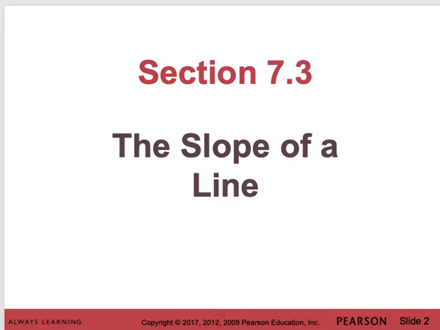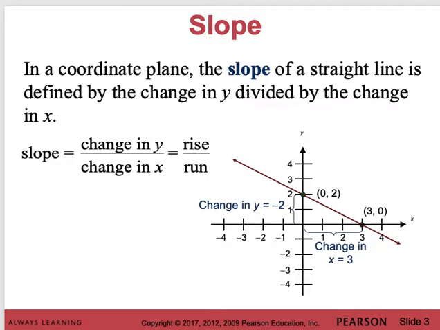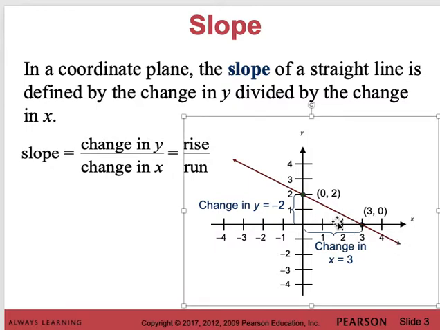Section 7.3, the slope of a line. Slope of a line is, we're talking about the steepness of that line. And to find that slope, we're looking at the change in y. So how does the value of y change? Is it increasing or decreasing? Is the line going up or down? Over the change in x.